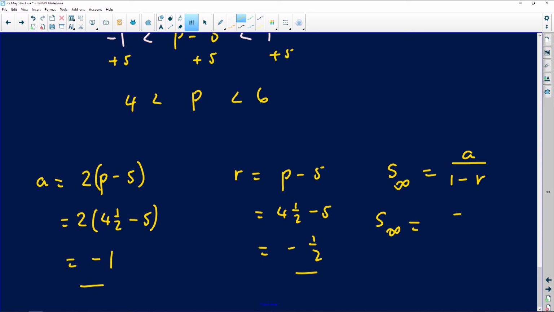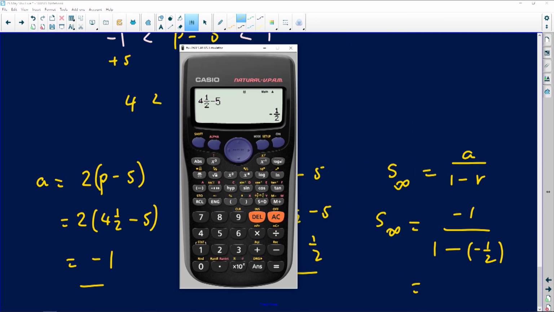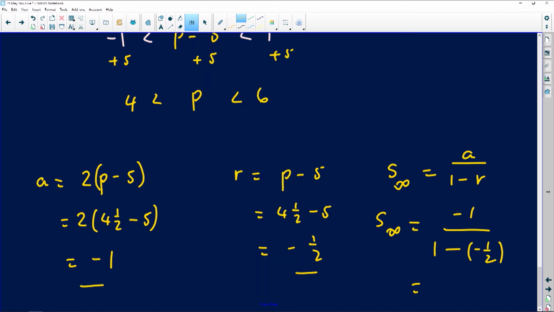My a value is -1, my 1 is 1, and my r is -1/2. Be careful when you're using your brackets. Be careful to always check that you're not making mistakes with signs as well, and everything should come out quite the way you want it to. So my a value is -1. Okay, -1 over 1 minus open bracket -1/2, right? And then you close your bracket there. And when you press the equals sign, you end up with an answer of -2/3. So the answer comes out as -2/3, right?